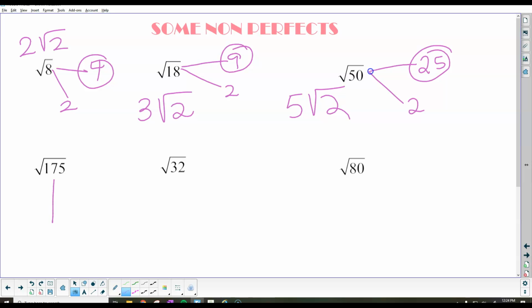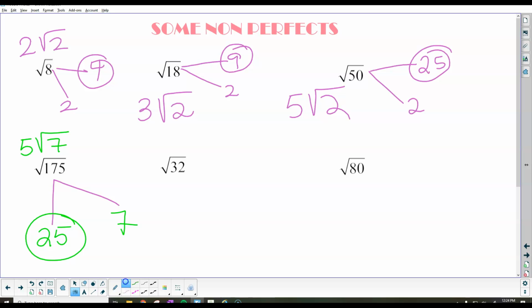Over here for 175, what do you think of when you see the 75? What do you think? 5 and 7? 25 and 7. Good job. And we're going to take that 25 out by its root. So this is going to be 5 square roots of 7.